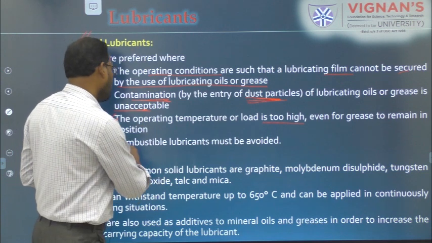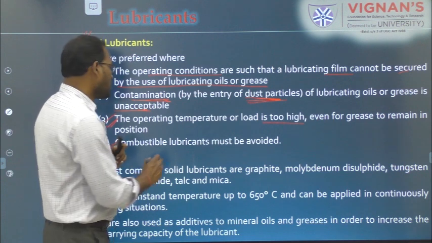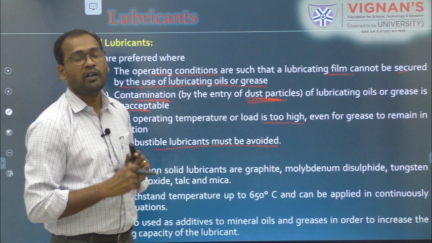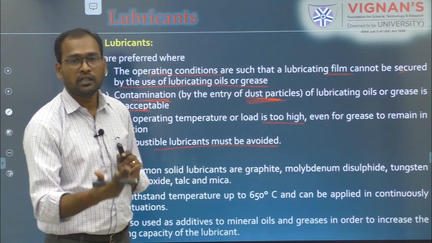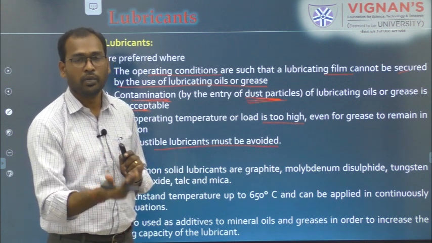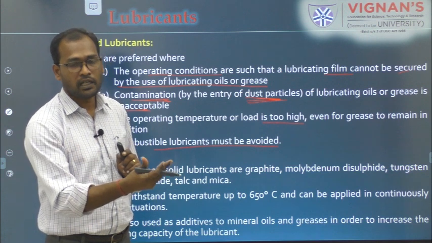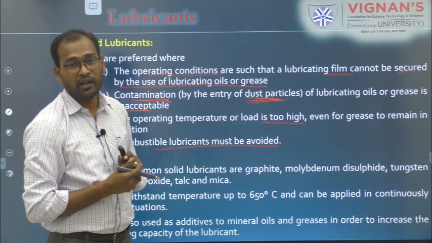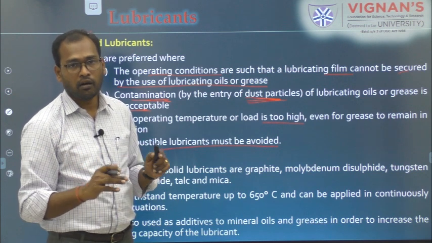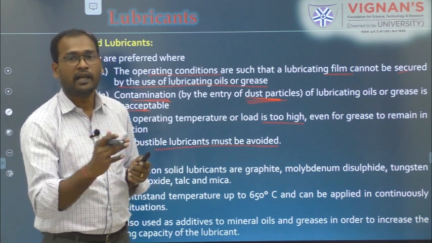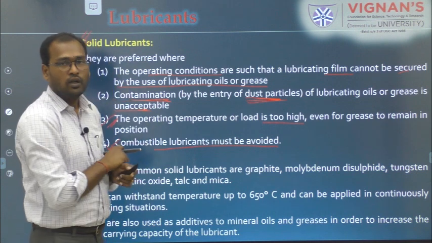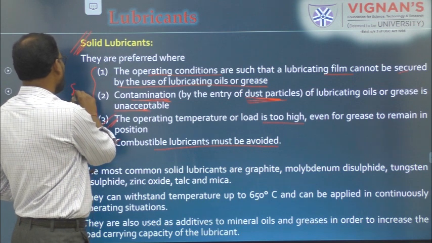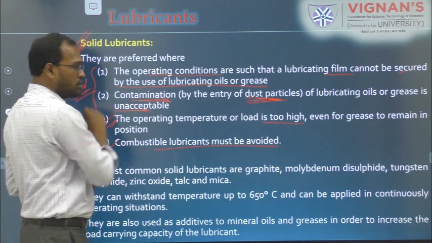And the last one, combustible lubricants must be avoided. That means whenever any material is going to combust, going to burn, right. So if those cases are there, in those cases we can use solid lubricants. Whenever the lubricant starts burning or starts degrading, at that point we can use solid lubricants. So these are the reasons why solid lubricants can be used.